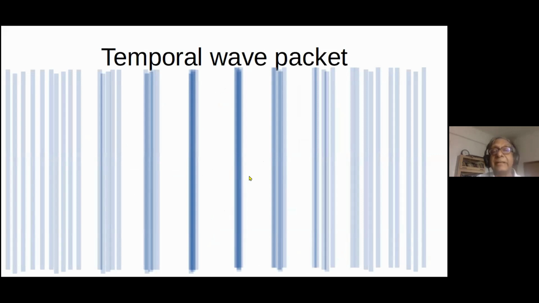Except, my drawing abilities being limited, I have drawn only 5. So all 5 are in phase here. You can see they are getting out of phase as you go away. And by the time you move to that point, if you are sitting somewhere here, all of the 5 waves have completely different phases and they cancel. So this is the temporal wave pattern.